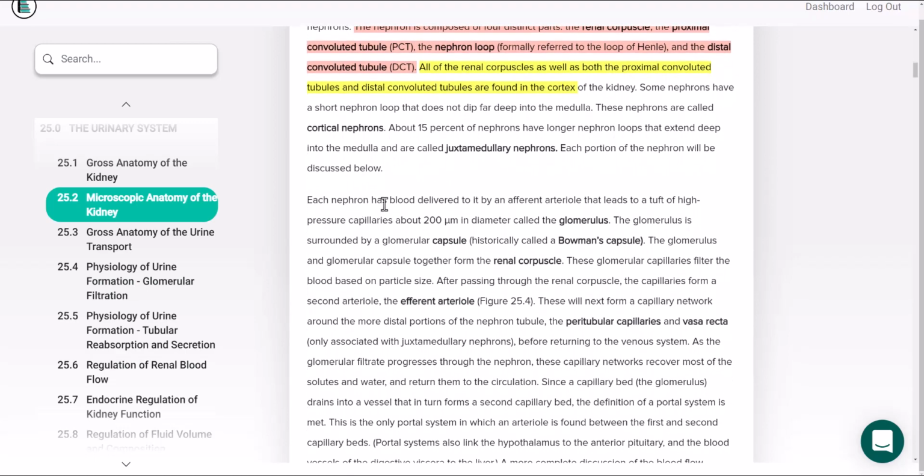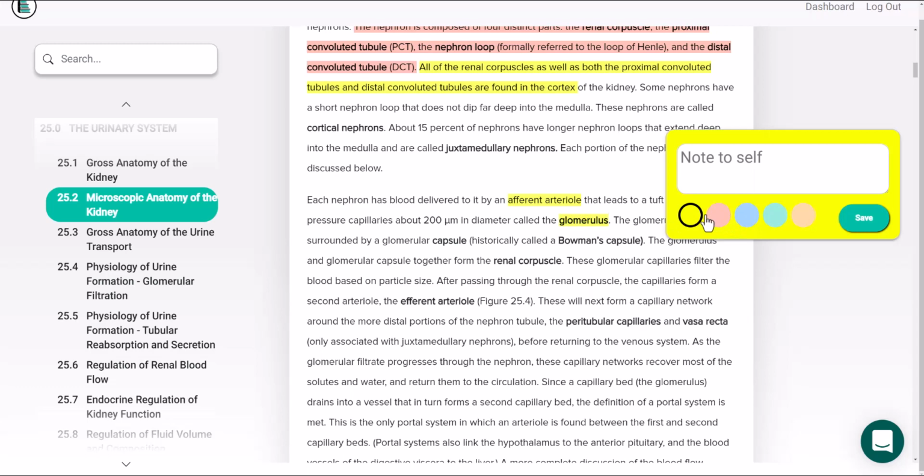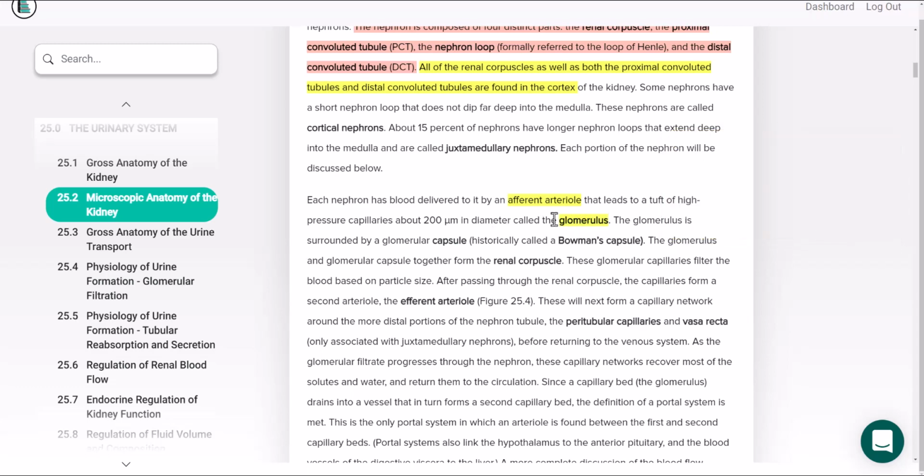Each nephron is having blood delivered to it from a small vessel called an afferent arteriole. We know afferent means going toward something. So the afferent arteriole is bringing blood into a region of the nephron called the glomerulus. Recall from our vocab that glom means ball. So this is a ball of capillaries. The afferent arteriole is leading blood into a group of capillaries called a glomerulus.